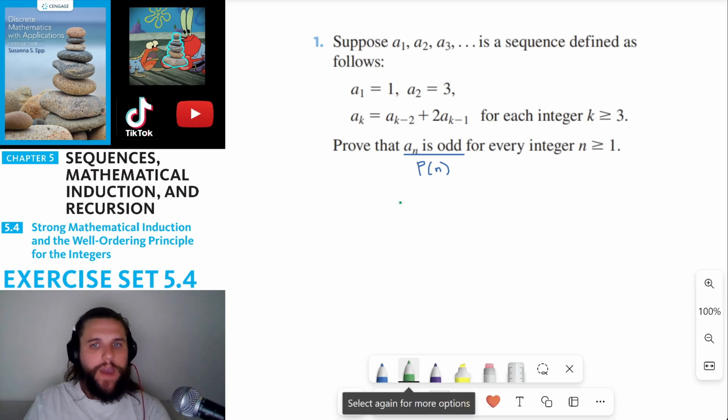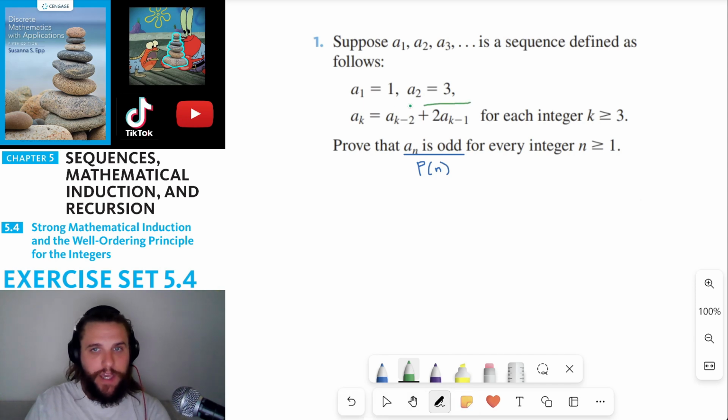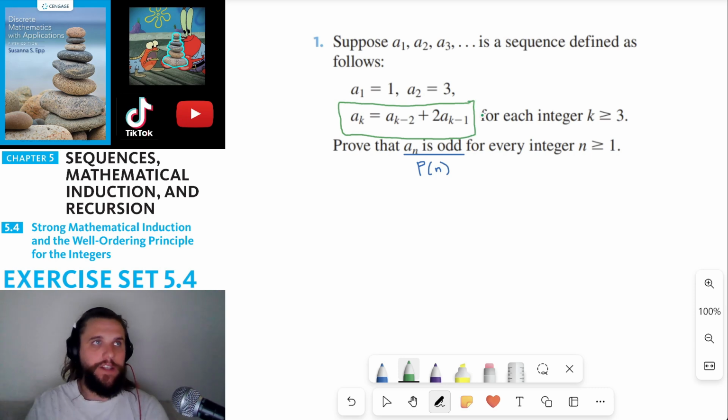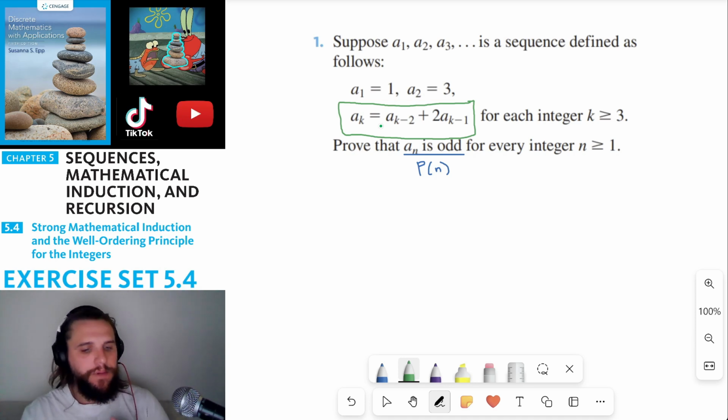Now, the reason why we have to use strong mathematical induction is because we will be using this recurrence relation in our inductive step. In this recurrence relation, there is a relationship between a term and its prior two terms. This says that a sub k equals a sub k minus 2. That's not the term before a sub k, but two terms before a sub k. And then plus 2 times a sub k minus 1. That's the previous term. So a sub k depends on the prior two terms.